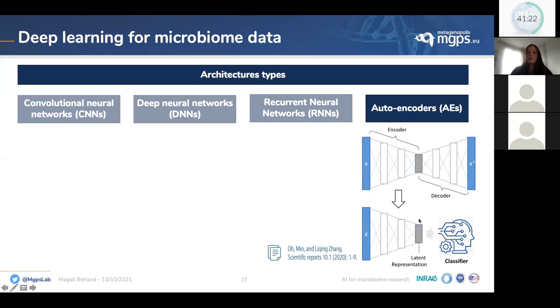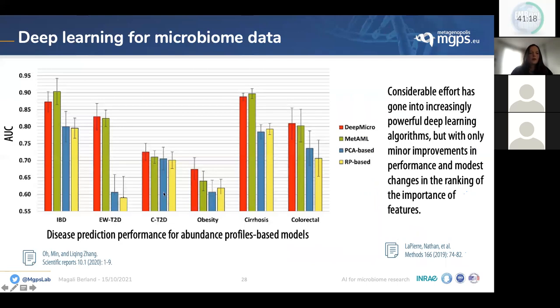So this has been used in a publication from Min that was published last year. And what is interesting is that they used the same six datasets that were used in the Pasolli publication. So the Pasolli publication is considered as a reference, and here it's in green.